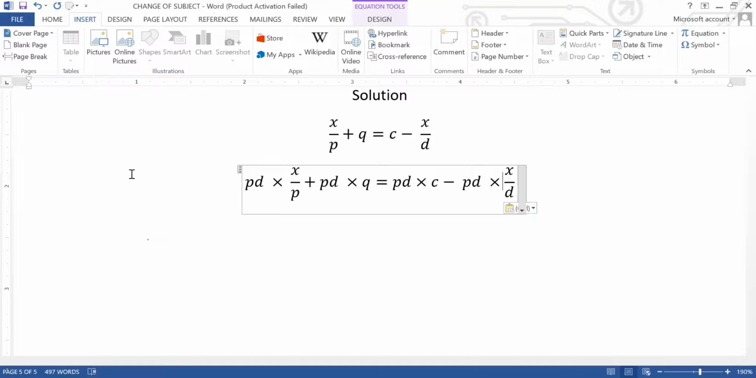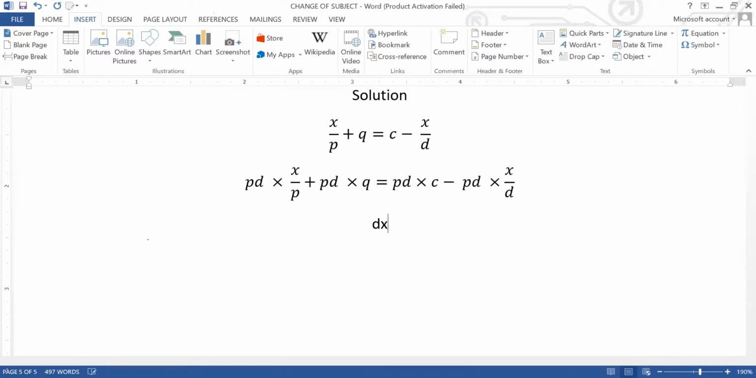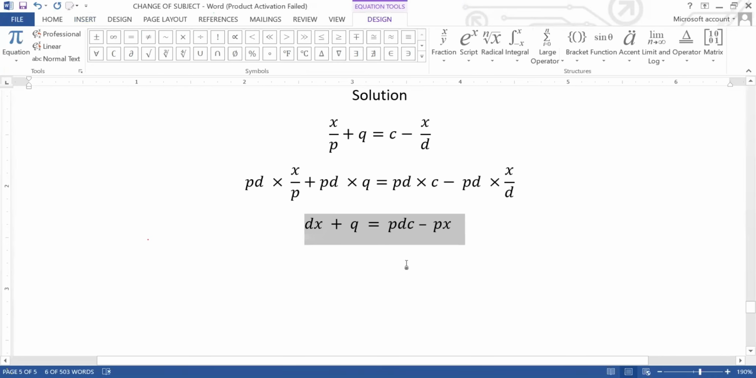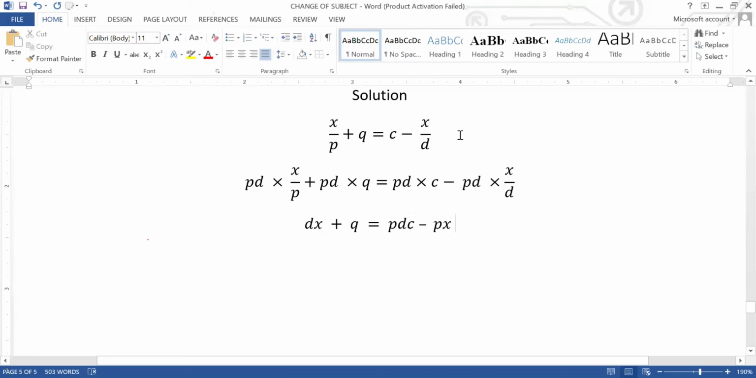When we are done, as you can see, P cancels P. We have dx plus Q is equal to PDC minus dx. So this is what it's going to have, because we will cancel out. Now we group like terms.